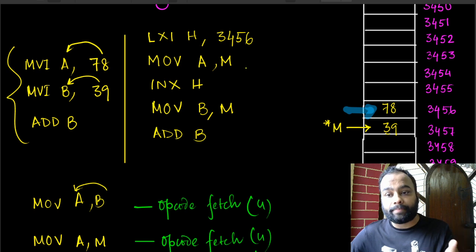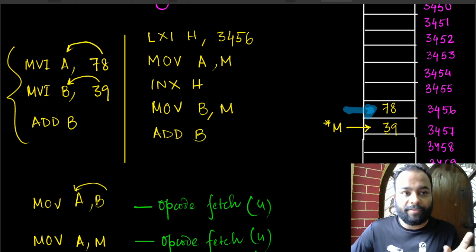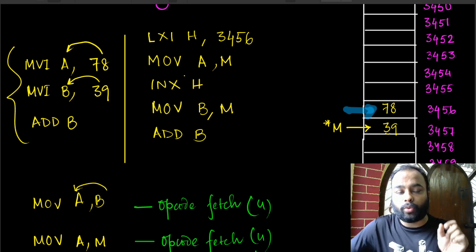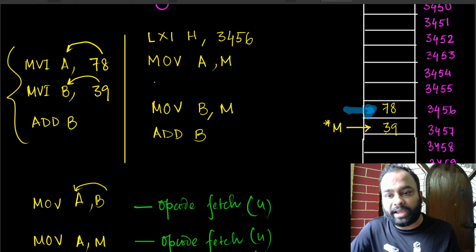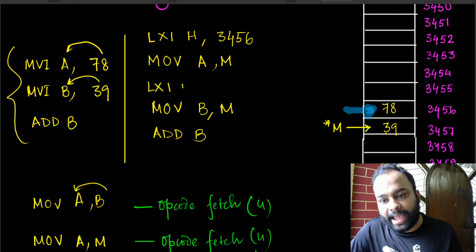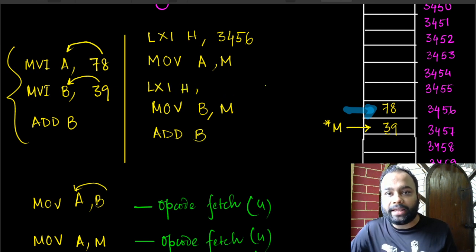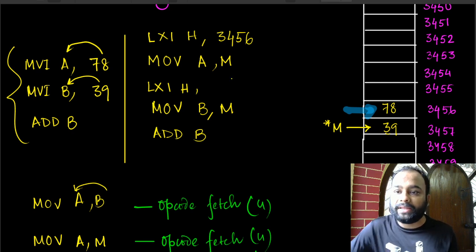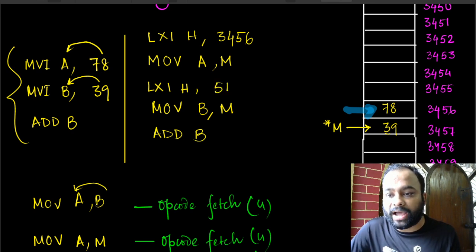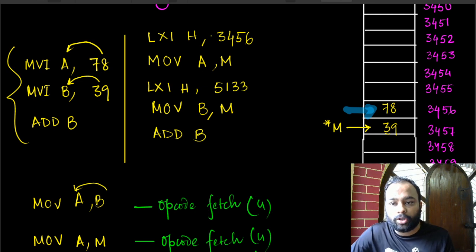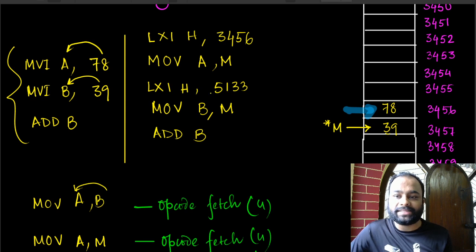Unless, for example, if you ask me in which scenarios would you specifically do something like this, would you do an LXI H, something once more? You would do that if this number is stored in some other memory location, right? Maybe this number is stored at memory location 5133. So one of the numbers is coming from this memory location, and maybe the other number is coming from a completely different memory location, right? So INX wouldn't really work here, right?